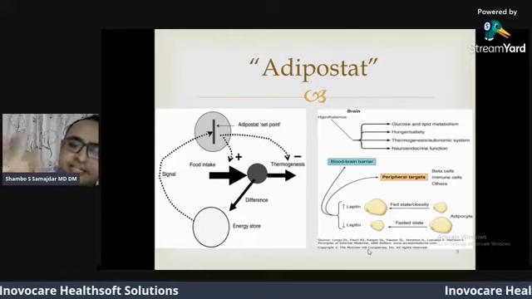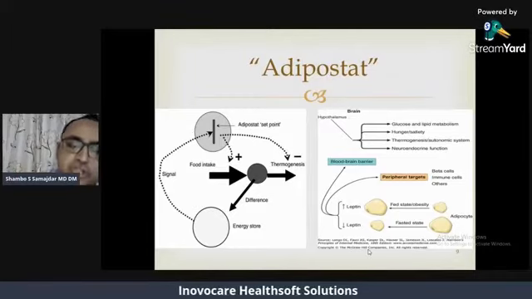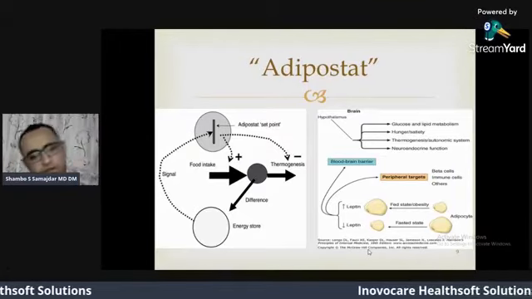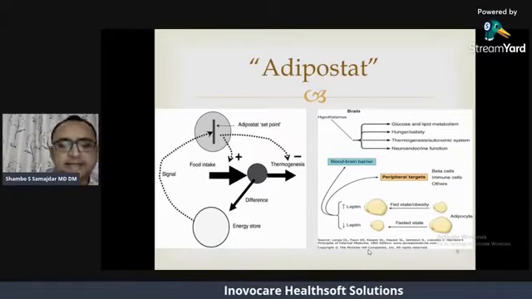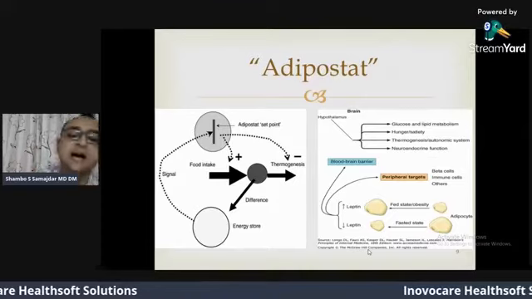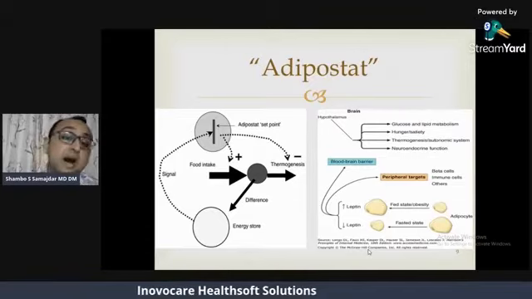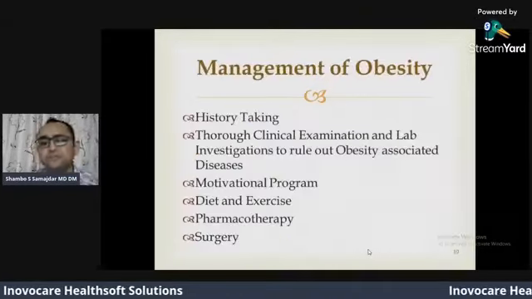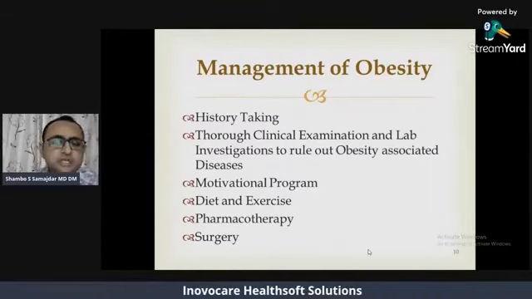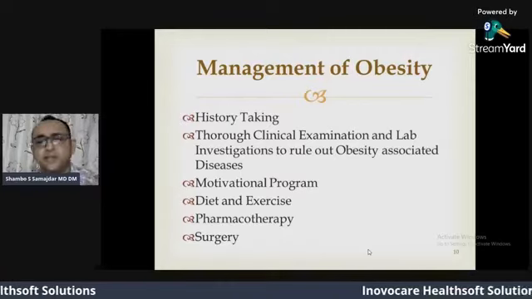So when fat stores are depleted, this adipostat signal is low, and the hypothalamus responds by stimulating hunger and decreasing energy expenditure to conserve energy. Conversely, when fat stores are abundant, the signal is increased and the hypothalamus responds by decreasing hunger and increasing energy expenditure. So for that, it is very important how much calorie we should prescribe and how much exercise we should prescribe, because it will not be done in one day. We need to give time for those patients who came to us for management of obesity.